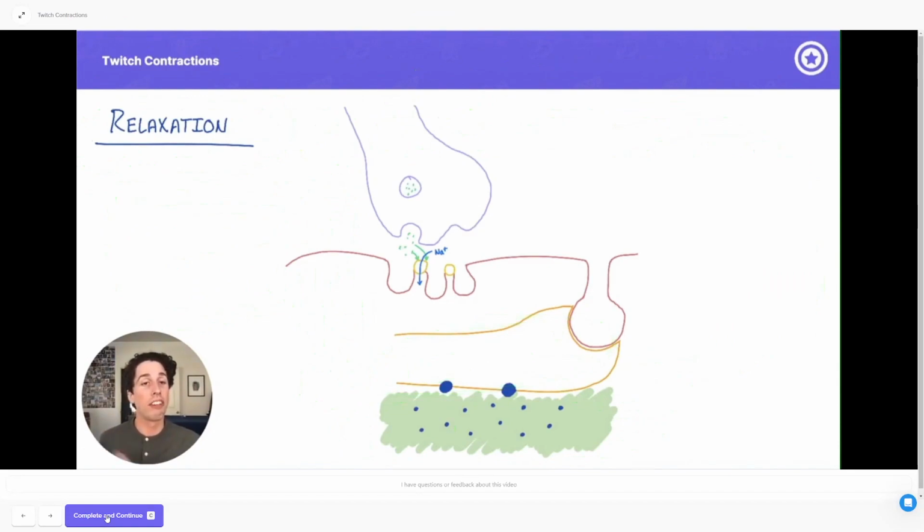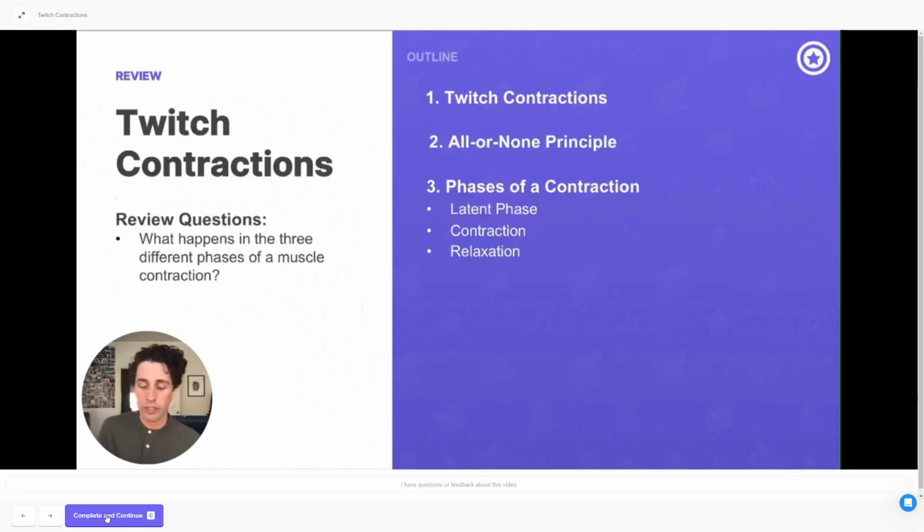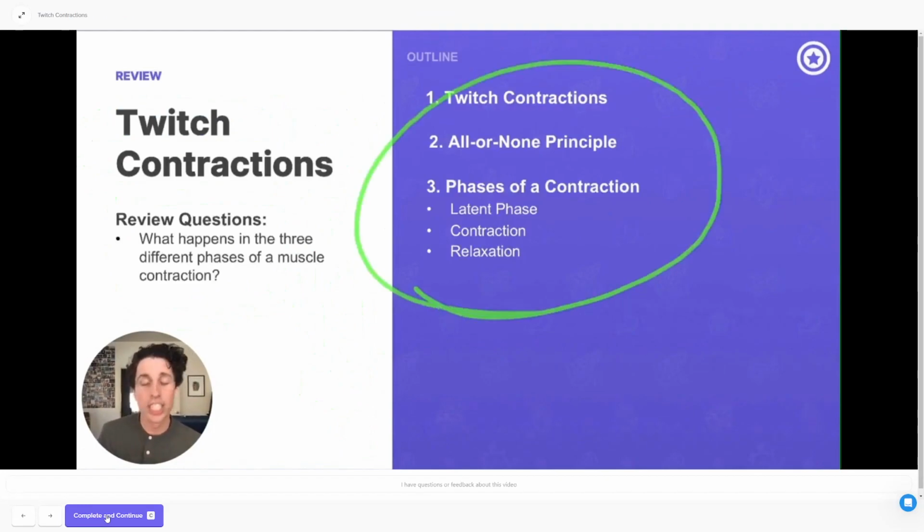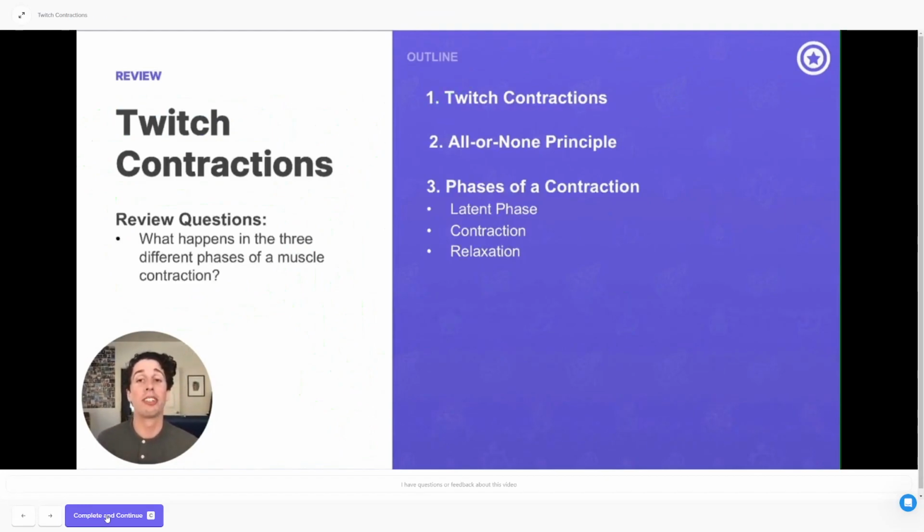And so those are going to be the three phases of a twitch contraction: that latent phase, the contraction, and the relaxation. Alright, so let's go ahead and just do a quick little review right here. So we have the twitch contractions. And as we remember, a twitch contraction is when there's going to be a single action potential that is going to innervate an entire motor unit.